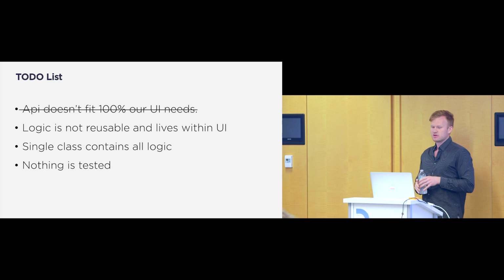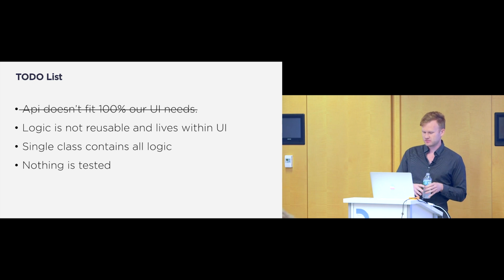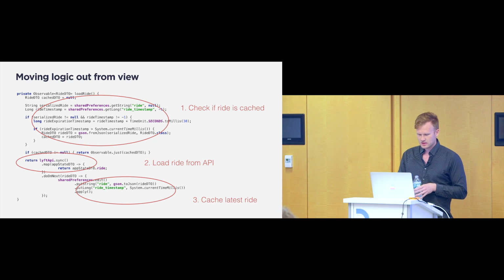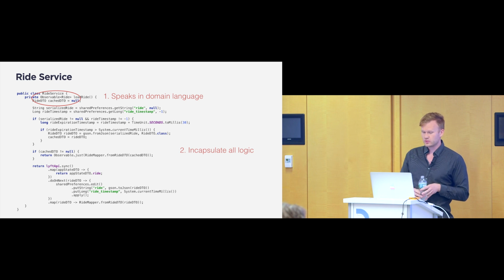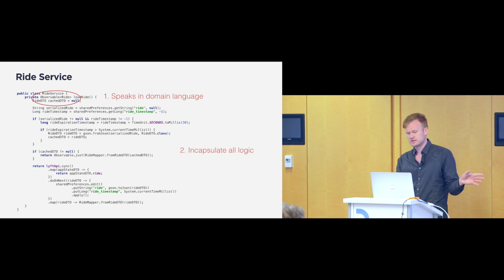So let's go back to our to-do list. Now we finished the first item, and let's try to move logic outside the view and make it reusable. So this is the piece of fetching the ride from API and caching it. So now we move it to a new class that we will call ride service. And as you can see, the ride service hides the usage of data transfer objects, and now exposes to our UI layer only the model we defined.